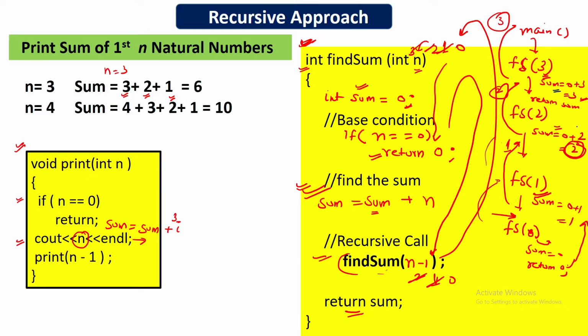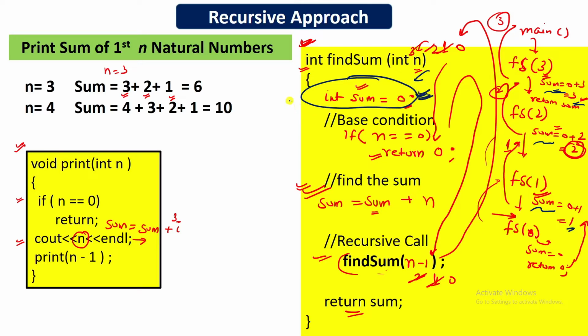This was okay, but 2 should be added with 3, and 1 should be added with the sum of 3 and 2, right? But here this is not happening, because sum is again and again 0. So basically this sum is the problem. Again and again we are coming, and we are again and again making the sum as 0.